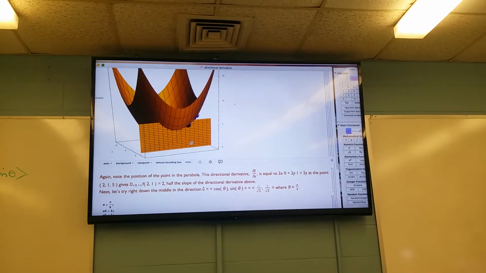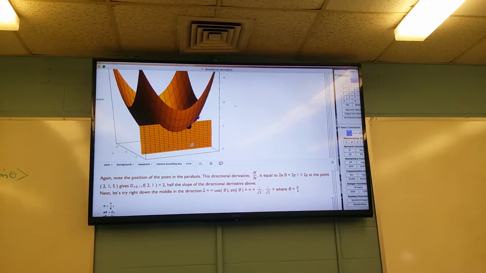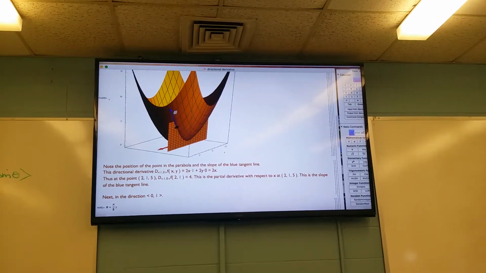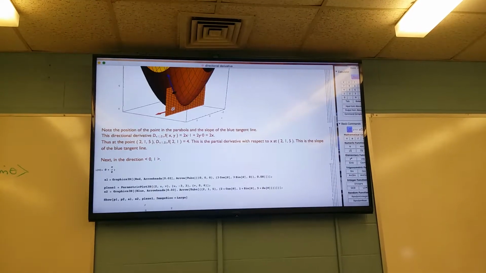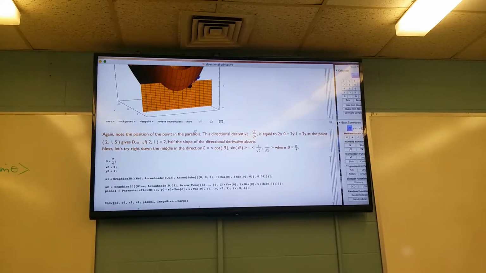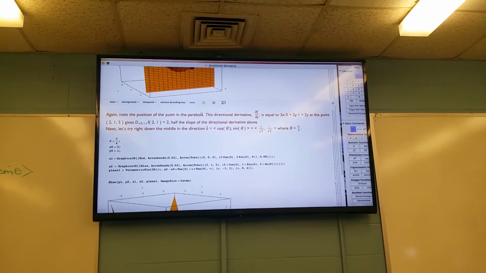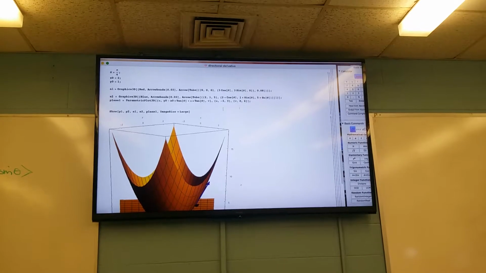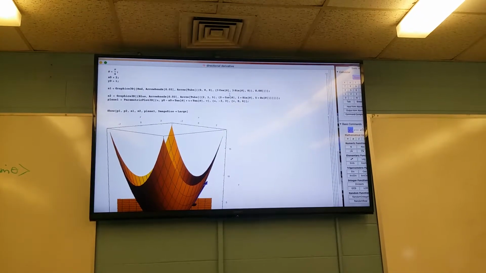The slope of this one, the partial derivative is still 2y, but now y is only 1, so the slope of that one is 2. The slope of this one is 4, because x is 2. The partial derivative with respect to x is 2x. Okay? This one here is less steep. So it's 2, half the slope of the other one. All right, I'm going to go in the middle now. Pi over 4. This is a directional derivative in that direction. And let's take a look.